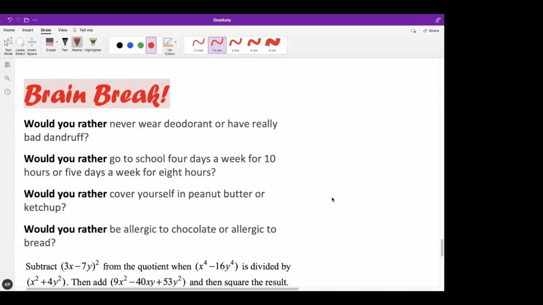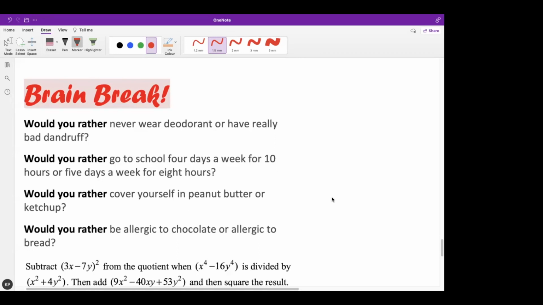Wow, okay. Guys, the people are saying ketchup. Have you felt how it burns? It's very acidic. Can you imagine it in your eyes? Oh my gosh, I can't imagine it in my eyes. Nope. And the last one, would you rather be allergic to chocolate or allergic to bread?